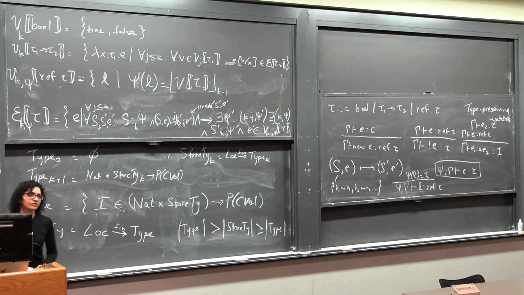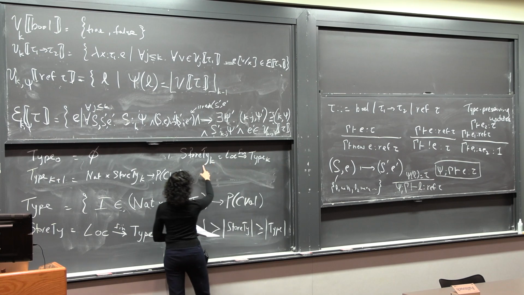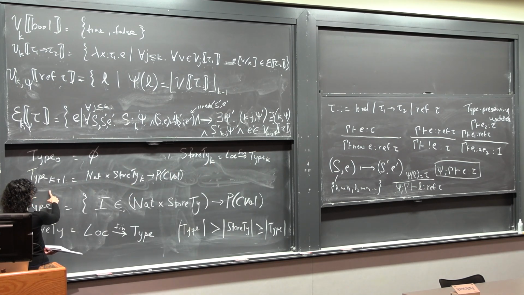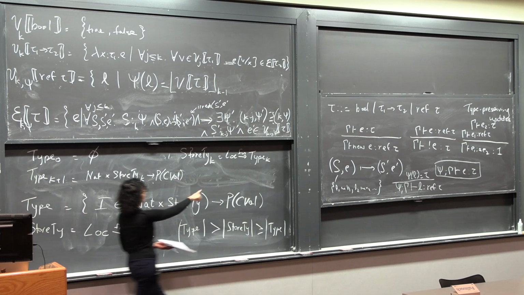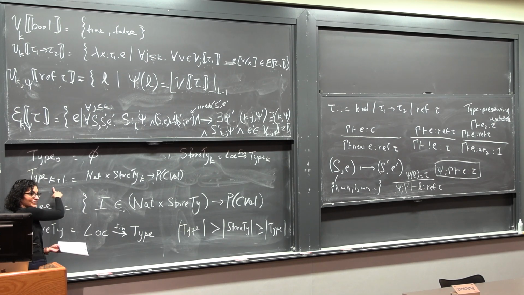With that, we break the circularity. So type 0, you can take type 0 to build a store type 0. You can take a store type 0 to build a type 1. And then you can take the type 1 and build a store type 1. And then you can take the store type 1 and build a type 2, etc.